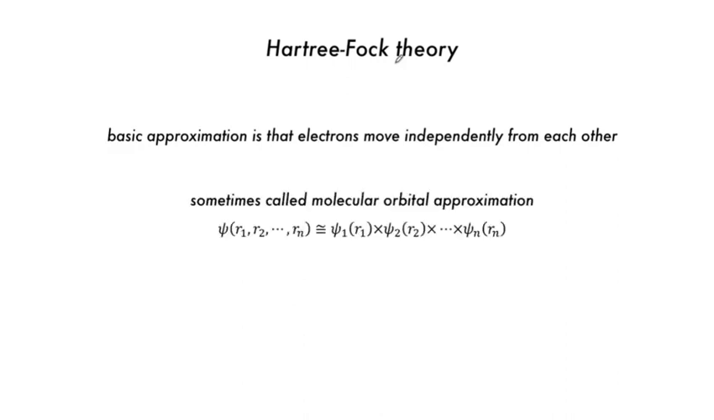So it's sometimes called the molecular orbital approximation, where the wave function for particles 1 up to n is approximately equal to the product of each wave function. If we have a wave function for electron 1, and a wave function for electron 2, the product of those is approximately equal to the total wave function for the system.